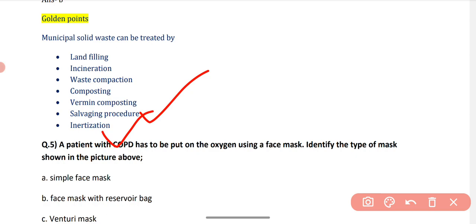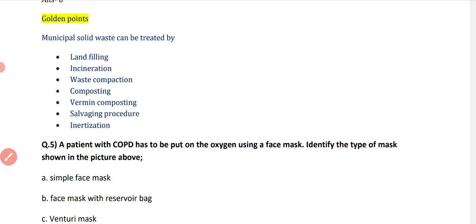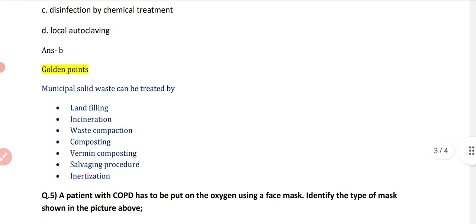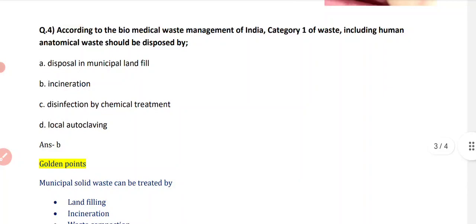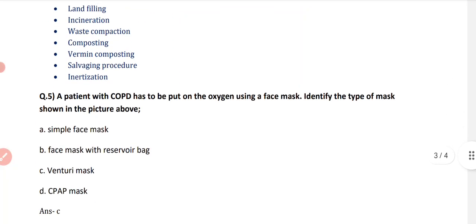Okay, apart from that, disinfection means we are using 2% glutaraldehyde, 70% isopropyl alcohol, 1% hypochlorite solution, otherwise 10% hypochlorite solution, in order to disinfect materials like tubes and instruments. So these are all the important points you are supposed to keep in mind when you come across the words anatomical waste disposal or category 1 waste disposal.